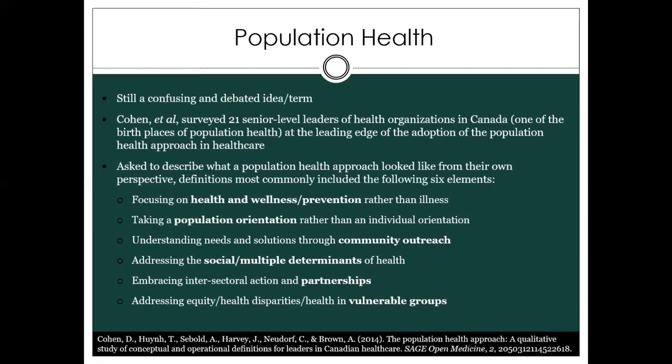Cohen and his co-authors did a survey of some of the leaders in population health, and they used several different definitions and described different elements of population health. They felt it was a focus on health and wellness as well as prevention. It was taking a population-oriented approach. It was working on community outreach, addressing social and health determinants, and working on partnerships with other groups. And it was really focusing on vulnerable groups and health disparities that are in those groups.